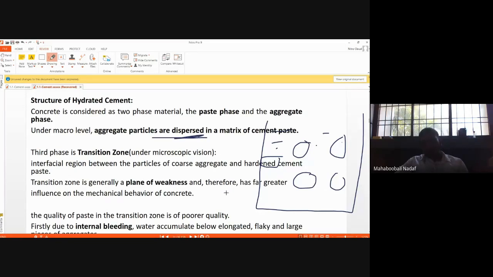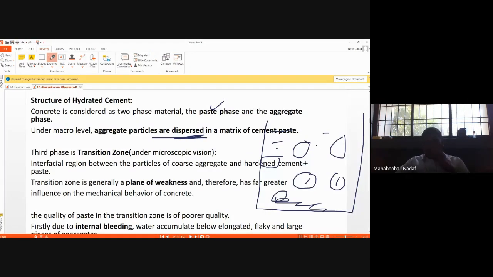Matrix is nothing but the bulk content. So here you can understand two phases. What are those two phases? One is the paste phase, another is the aggregate phase. In the bigger view, when you see with the naked eye, two phases: paste and aggregate.